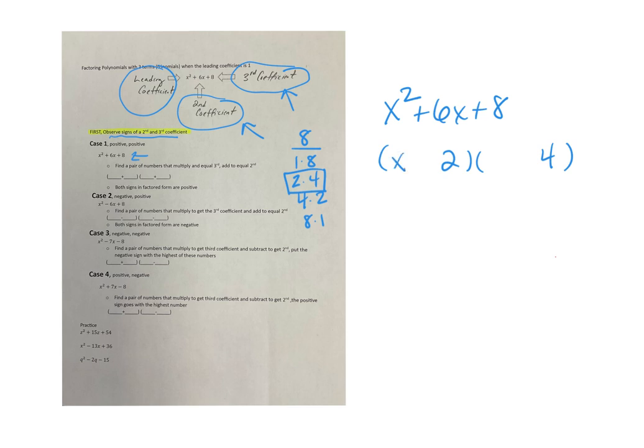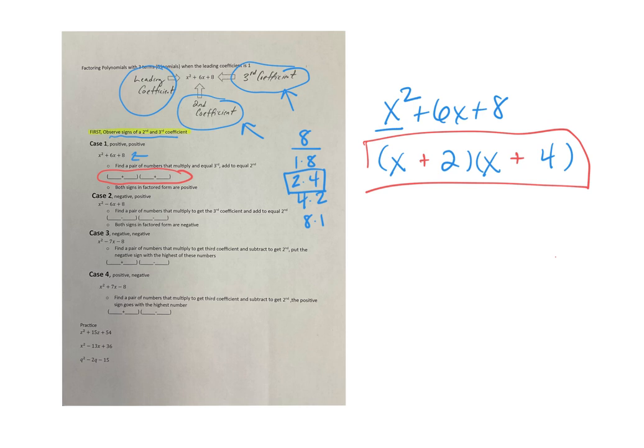Our first term has to be x because x times x gives us x squared. And both of our signs, by looking at our case 1, say positive, positive. So to factor x squared plus 6x plus 8, here is your answer.